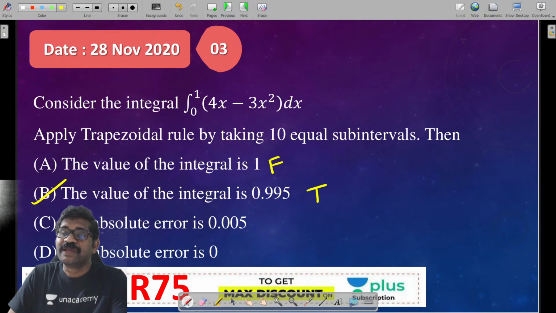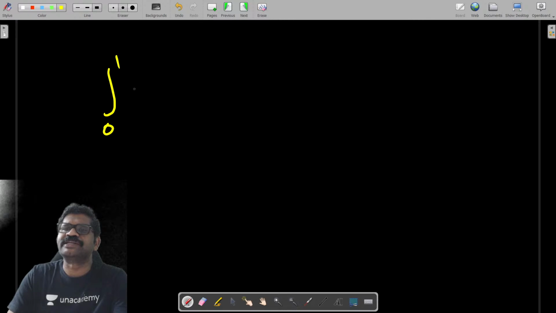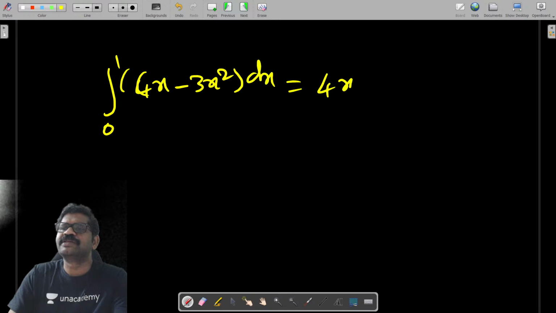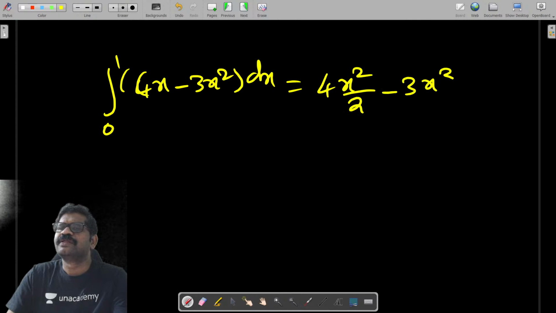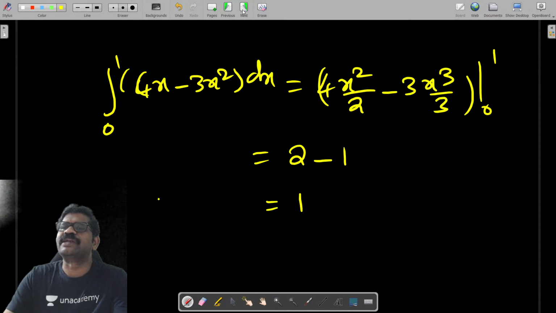Next, error. Absolute error. To examine absolute error, first we have to find exact value, true value. Now, true value is given by just integration of 4x minus 3x square dx. By integrating this, 4 into x square by 2, 3 into x cube by 3, 0 to 1, 4 by 2 is 2, 3 and 3 cancel, 1 cube is 1, 2 minus 1 is 1. Now, exact value is 1, true value is 1.